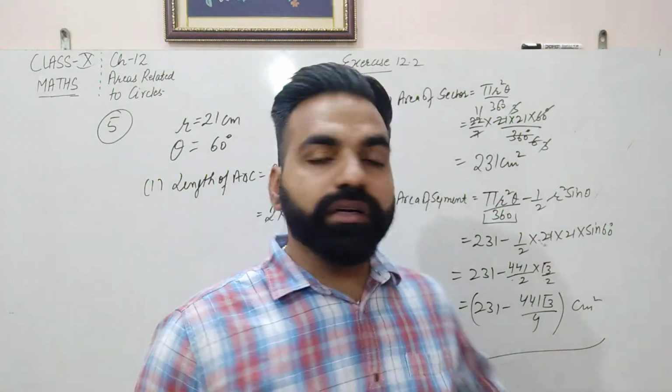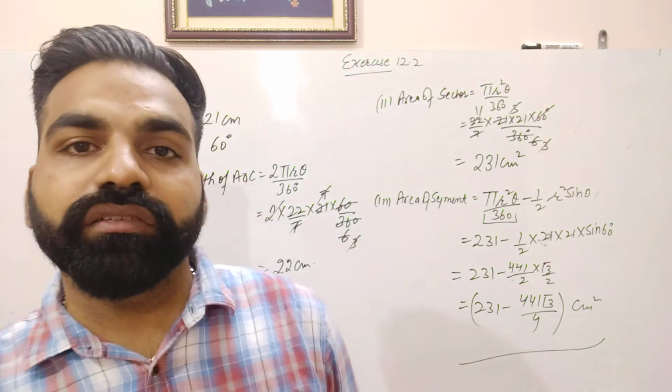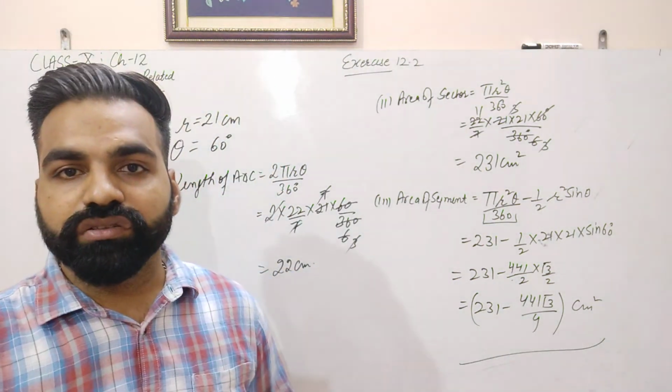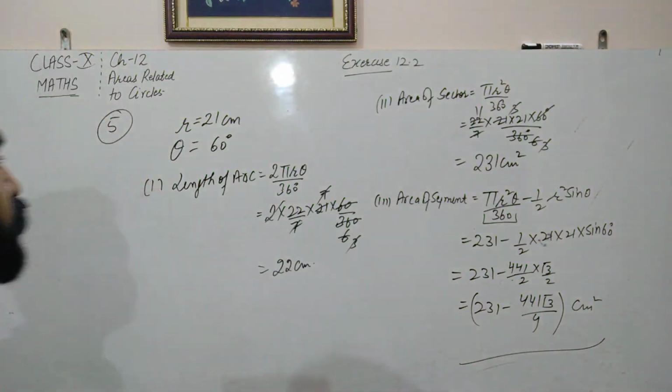You can also calculate the answer in the decimal form by putting the value of root 3 equal to 1.73. Otherwise this answer is also correct. So this was question number 5.